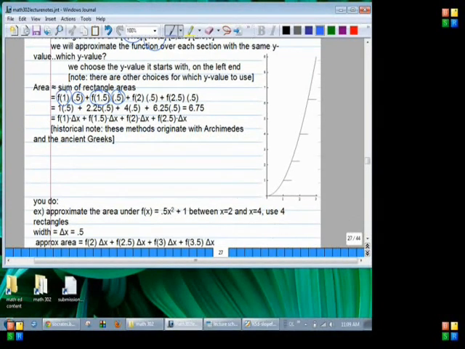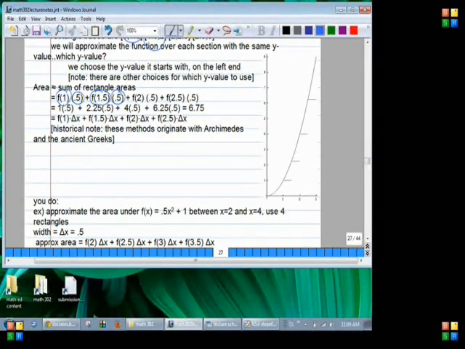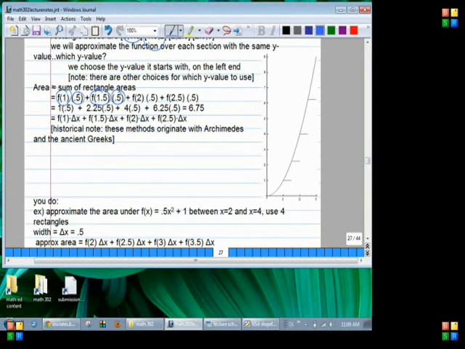Okay. So if the width is 0.5, then what's your first height going to be? Your first x value is 2, so the height will be f of 2. The next x value is 2.5, so the height of the second rectangle will be f of 2.5, et cetera, et cetera. Which is the width, or do we have to do something particular to choose the width, like 0.5?